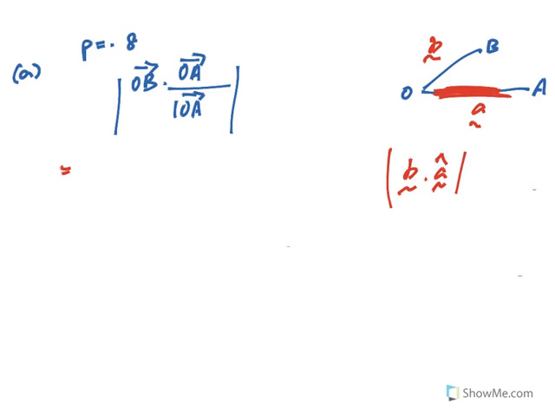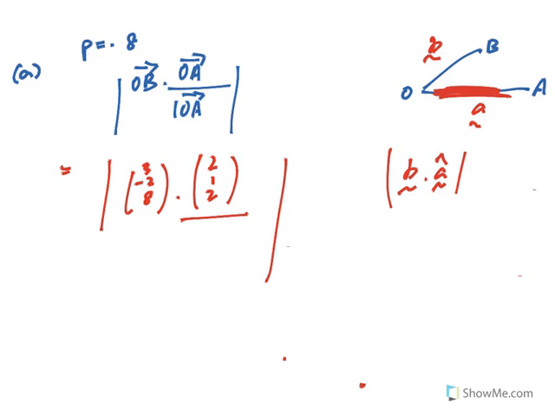So after that, it's just OB. What is OB? OB is equal to 3, negative 2, 8. What is OA? OA is equal to 2, 1, 2, divided by its own magnitude. What's the magnitude of OA? It's just square root of 2 squared plus 1 squared plus 2 squared, which is just 3. So I just put a 3 outside. Then inside you just multiply 3 by 2, negative 2 by 1, 8 by 2. Like that, the answer comes out.